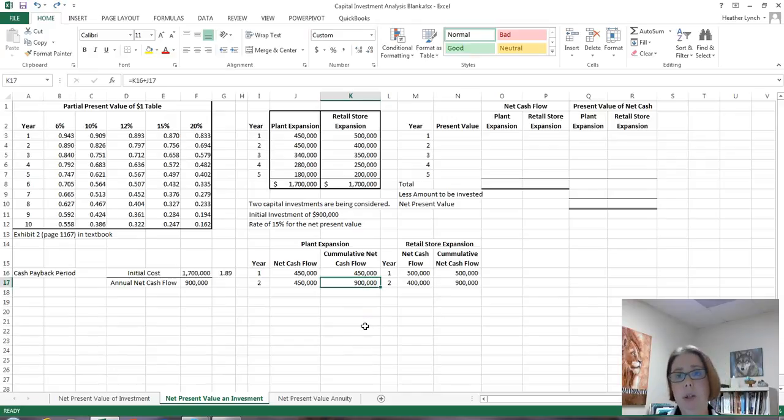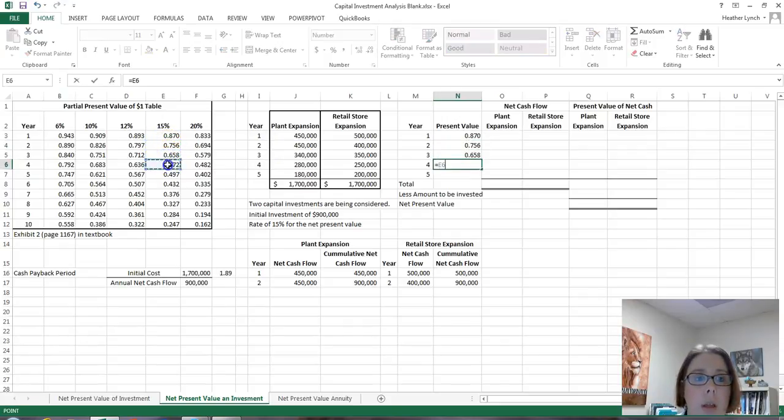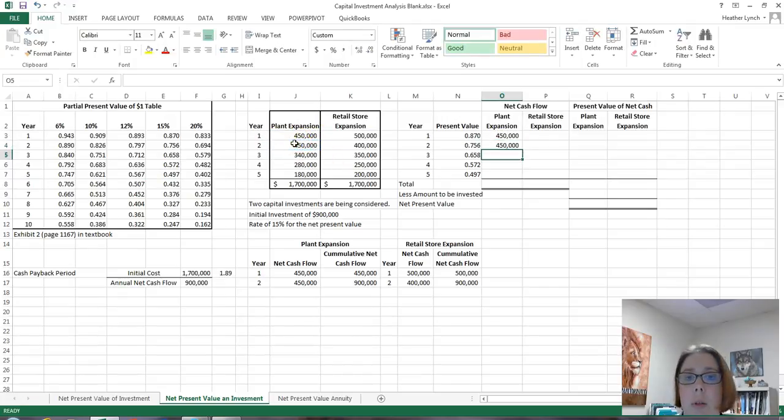Now, again, what we want to do here is figure out which is the best option. Do I do a plant expansion? Do I do a retail store expansion? Now, we decided that the rate for the net present value is 15%. So I come over to the 15% for year 1, year 2, year 3, year 4, and year 5. Okay, I bring over my net cash flows that they have provided over here. This goes through the same process.